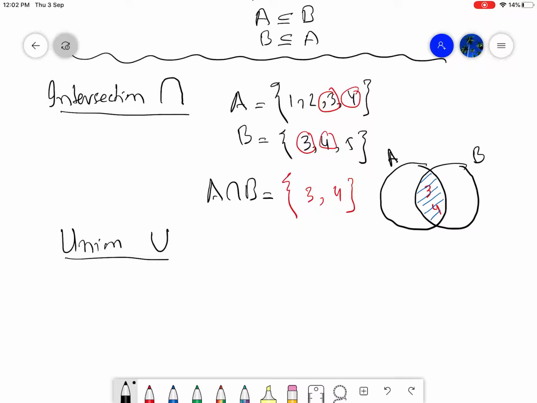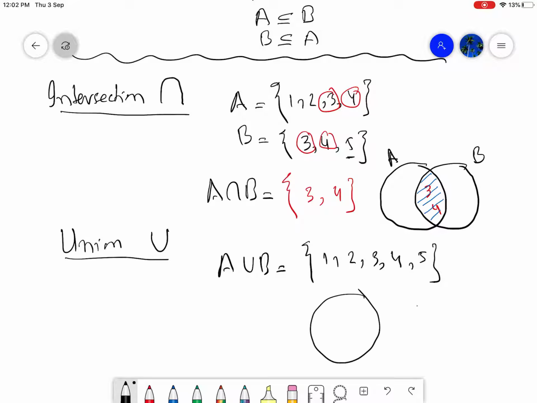As it is clear from the name, union means to combine both of the sets. So A union B combines all the elements of A and B together. So it is 1, 2, 3, 4. And in set B, 3, 4 is again there. You don't need to rewrite it because in a set, repetition is not allowed. And the last element in set B is 5. So the union of A and B is 1, 2, 3, 4, 5.